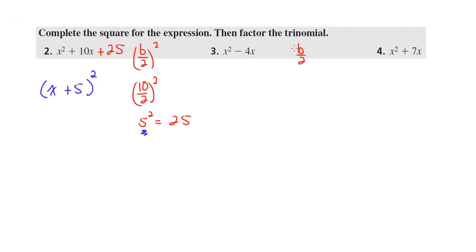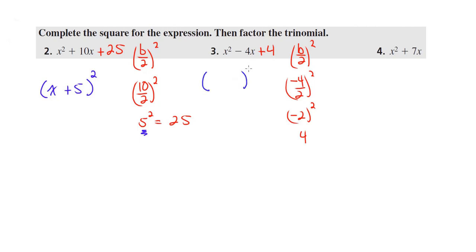Looking at number 3, we have x squared minus 4x. So once again, we're going to do b divided by 2 squared. So we have here negative 4 divided by 2 is negative 2, and negative 2 squared is positive 4. So that is what we're going to add on the end here. So our perfect square trinomial is x squared minus 4x plus 4.